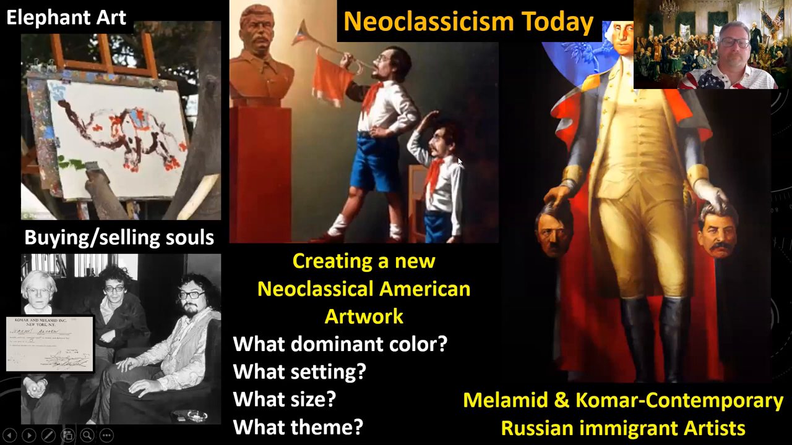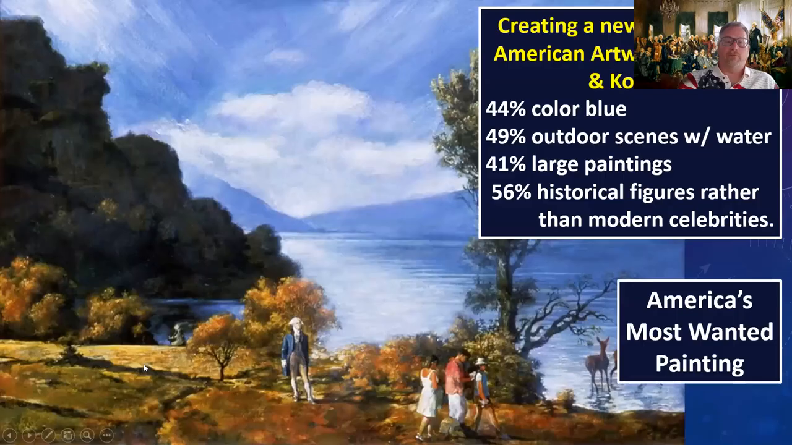Now, we do have these individuals that are creating these wonderful images that show up. One of the most famous of them is the tandem duo Melamid and Komar. They are contemporary Russian immigrant artists that live here in the United States of America. They are very famous for creating elephant art and selling his art, but also for asking people to sell them their souls, and they'll give you a contract. You tell them how much you want to sell your soul for, if it's within reason. Andy Warhol, this is Andy Warhol right here, sold them his soul for $0.